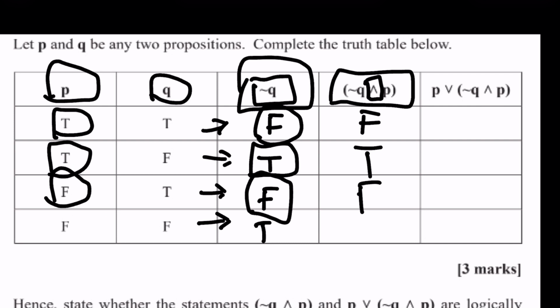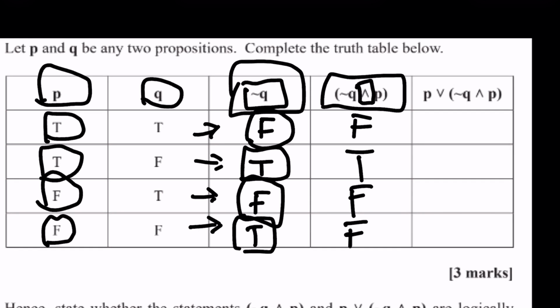And for the fourth value, we have false and true, which is also false. Okay, so we're getting our marks really easily. I'm guessing you get 1 mark for filling out each of these columns, which is really easy. So let's continue. In this last column now, they have us do P or negation of Q and P.